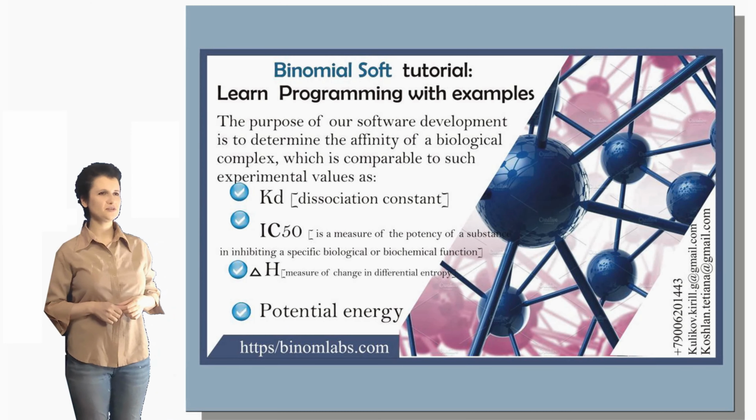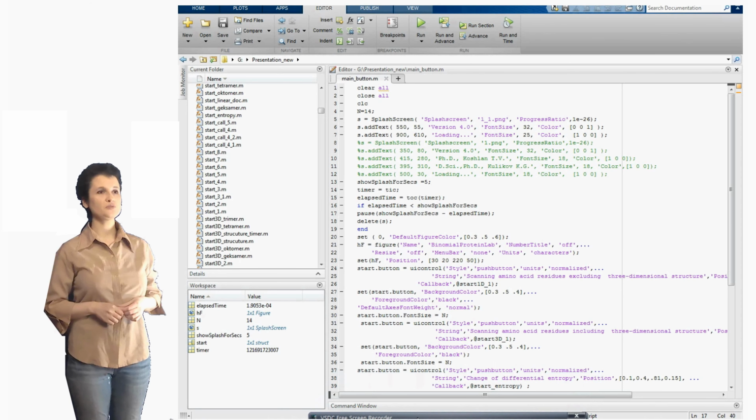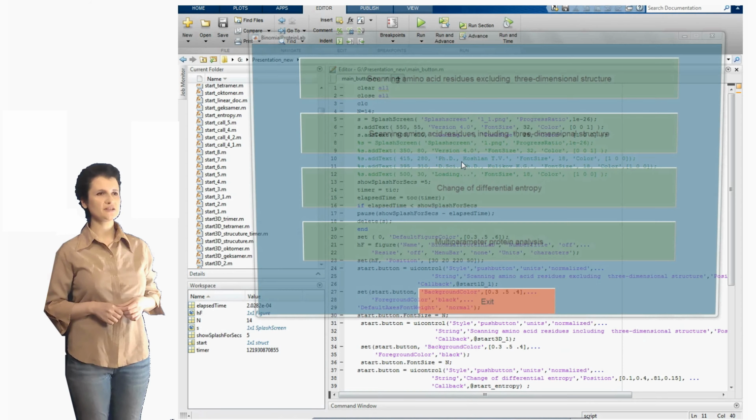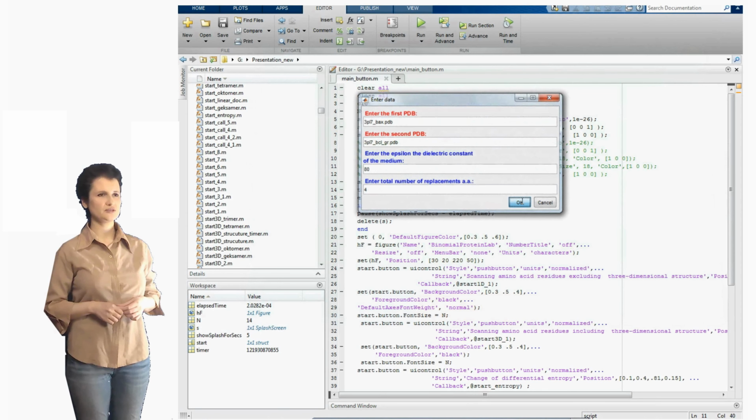My name is Tatiana Koshlan, and this video is devoted to the issue of determining the affinity of an antibody to an antigen, the effect of mutations on protein binding. We'll perform together with you examples of determining the stability of molecules and get a clear comparison with experimental data.